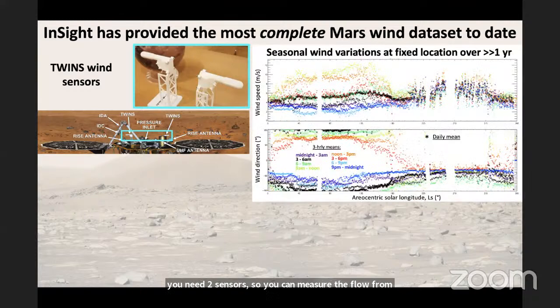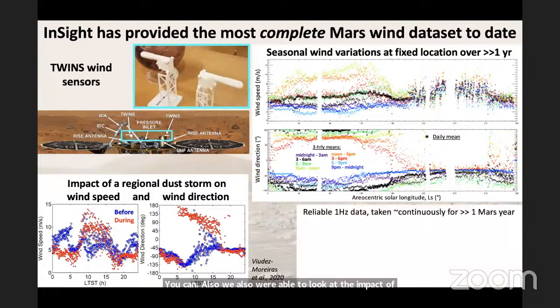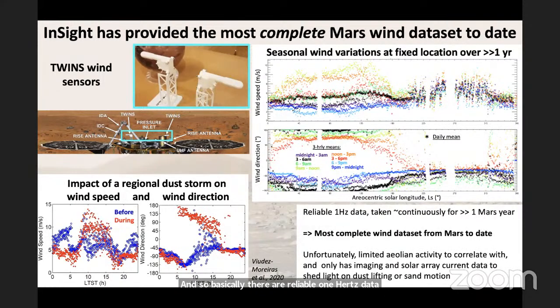And then this just shows the seasonal wind variations at a fixed location every 1 Mars year. These are 3 hourly means and daily means of wind speed and direction, just to give you a sense of this great data set. We also were able to look at the impact of a regional dust storm on wind speed and direction. So basically there are reliable 1 Hertz data that are taken continuously for over a Mars year. I'd argue this is the most complete wind data set from Mars to date, but unfortunately, there's limited aeolian activity at this site to correlate with.